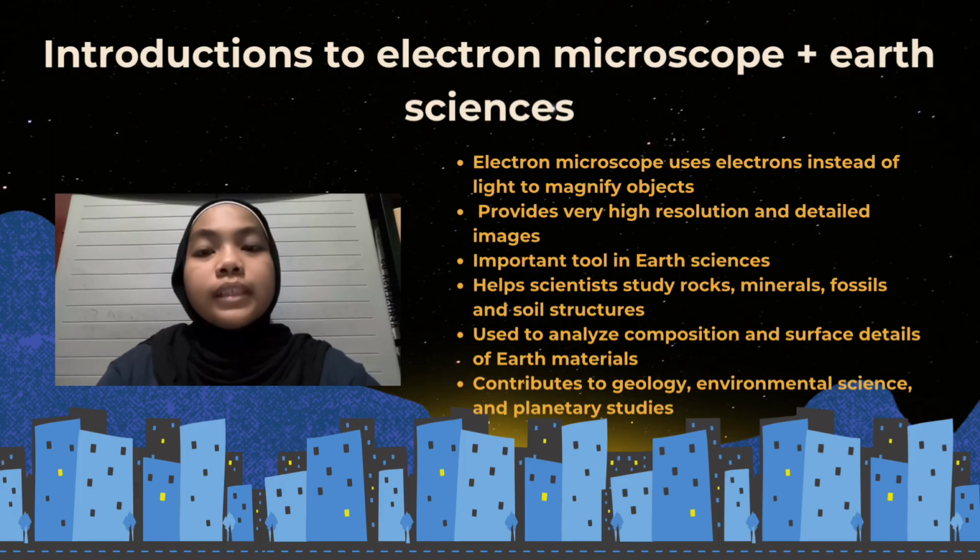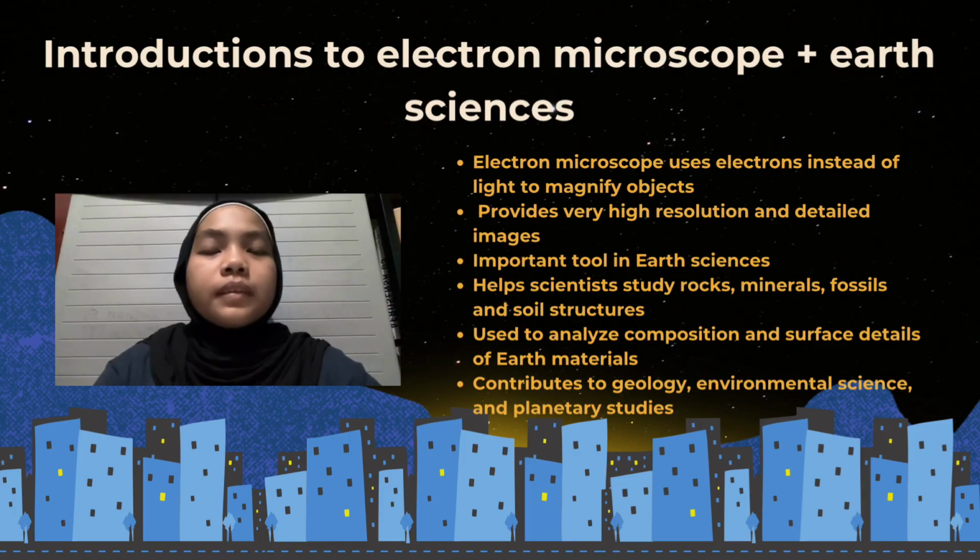Compared to ordinary light microscopes, electron microscopes provide much higher resolutions and allow scientists to observe extremely tiny structures in great detail. In earth sciences, electron microscopes are very important because they help researchers study rocks, minerals, fossils, soils, and other earth materials at the microscopic level.